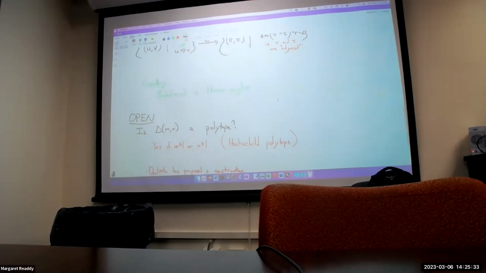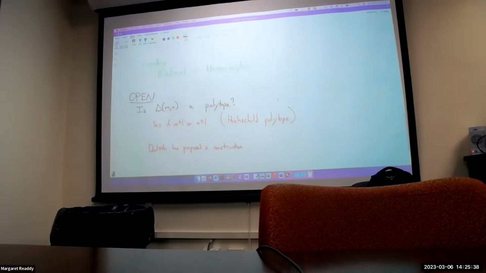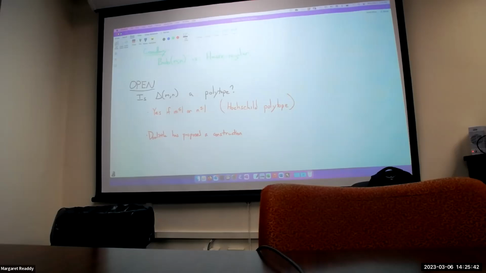That means something. An open question, which maybe now actually is closed, I don't know: is this a polytope? It is known already for some of these m and n, something called a Hochschild polytope that was produced not very long ago. And Joseph Doolittle, by private communication, says that he has a construction for, in general, m and n as a polytope, as a convex hull of points. So that's all I have to say about that. Any questions on bubble stuff?